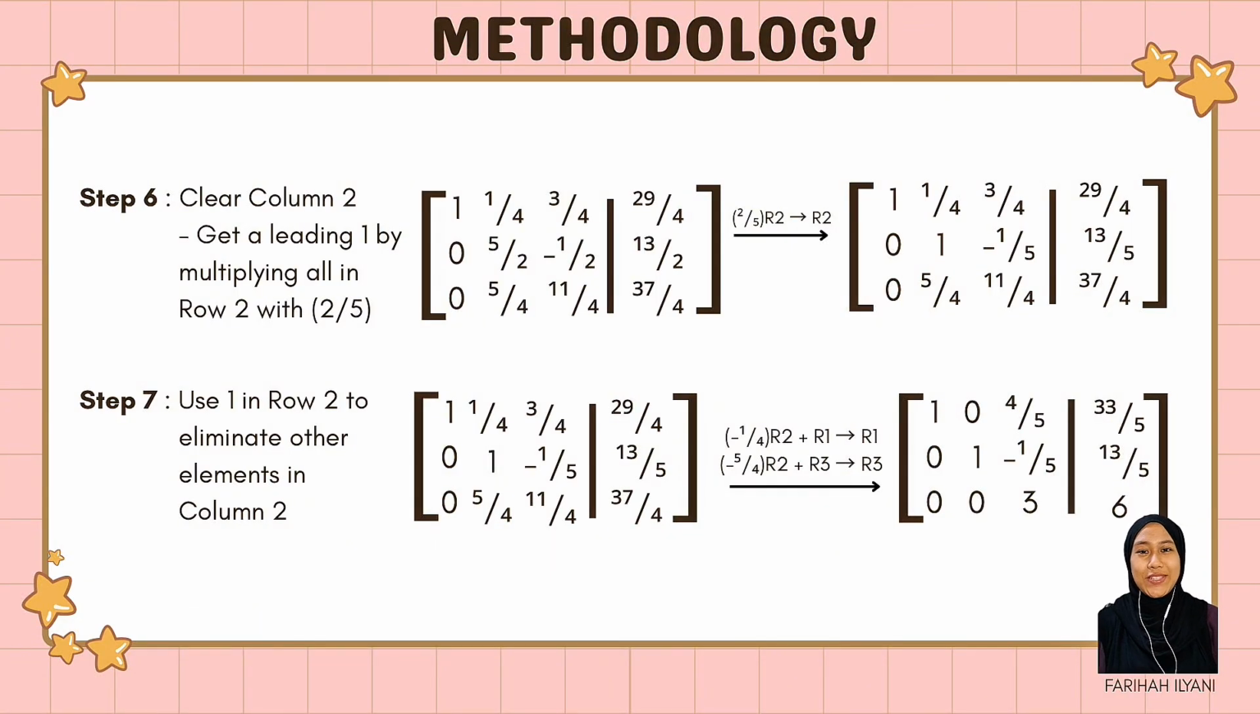In step 7, we use our new leading one in row 2 to clear out the rest of column 2. We do this by running two row operations at the same time. First, we multiply row 2 by -1/4 and add it to row 1 to cancel out the top entry. Next, we multiply row 2 by -5/4 and add it to row 3 to cancel out the bottom entry. This gives us clean zeros both above and below our leading one, leaving us with this updated matrix.